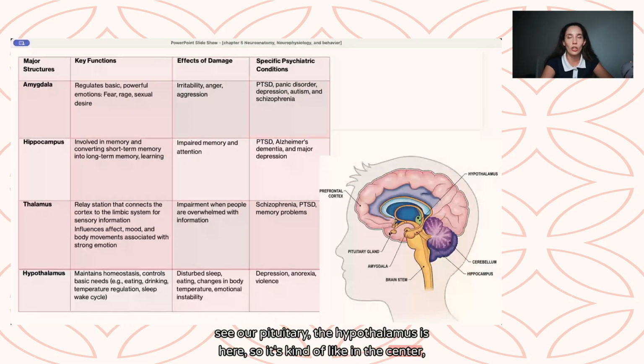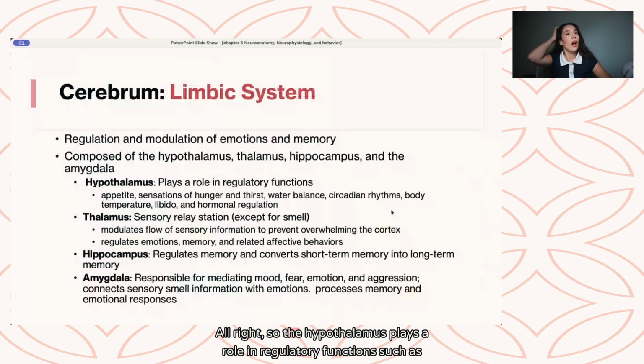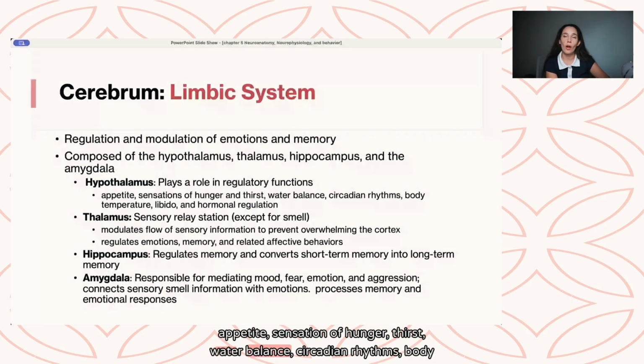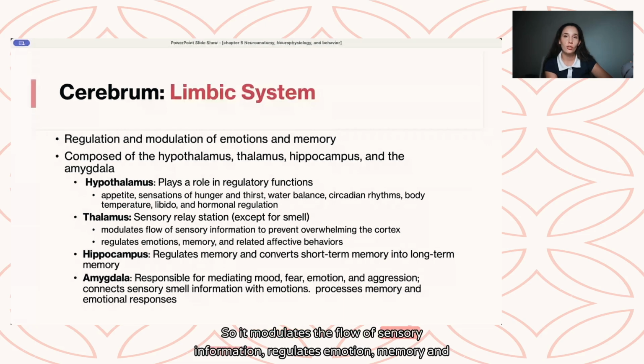All right. So the hypothalamus plays a role in regulatory functions such as appetite, sensation of hunger, thirst, water balance, circadian rhythms, body temperature, libido, and hormonal regulation. Again, you need to know these for the exam. The thalamus is a sensory relay station, except for smell. It modulates the flow of sensory information, and regulates emotion, memory, and affective behaviors. The hippocampus regulates memory and converts short-term memory into long-term memory. The amygdala is responsible for mediating mood, fear, emotion, and aggression. It connects sensory smell information with emotion and processes memory and emotional responses.